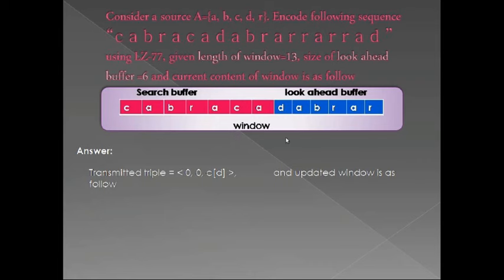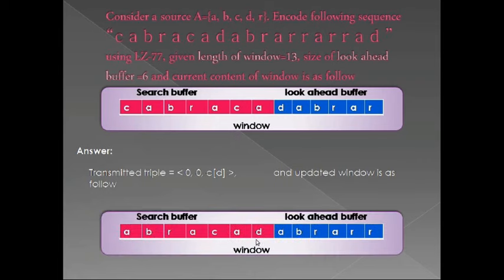Look here, this D, its entry is made in the search buffer now, and this very first symbol in the search buffer, that is C, is now not present in the search buffer because the size of the search buffer is only 7. It can keep only 7 alphabets. Similarly here, these 5 alphabets are shifted. And this R is a new entry made in the lookup buffer, and this R comes from this sequence.